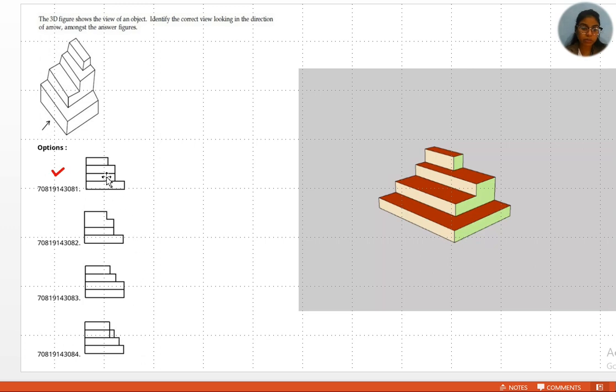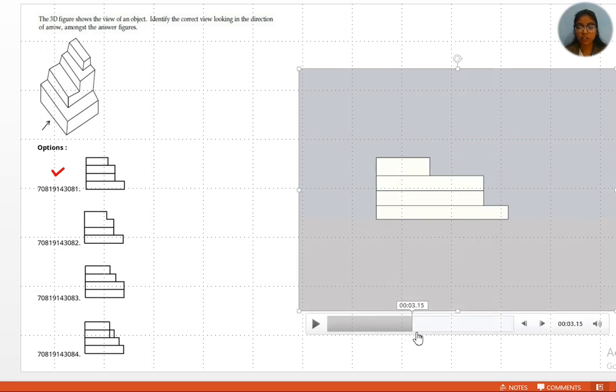So what's the difference between A and C? In option number C, the second layer is also overlapping the first layer. But here, see, there is a gap. Right. And you will find out its elevation. So there will be some gap. But in option number C, there is no gap. So C is also wrong.